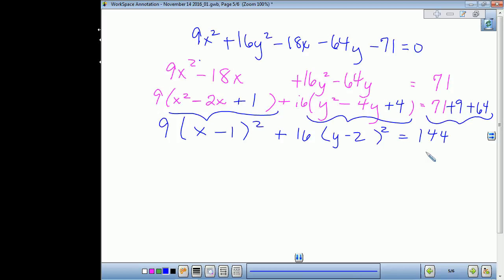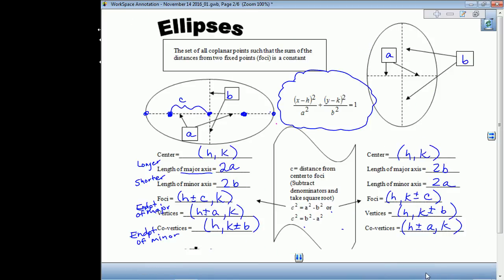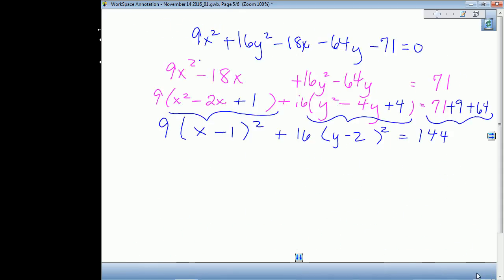Oh my, that's 12. But it can't equal 144. It must equal what? It must equal 1. Let's go back and look at this happy form. It must equal 1. So now it's unhappy. It's not happy yet. You're right, it is unhappy.